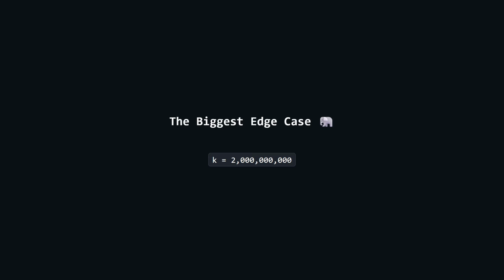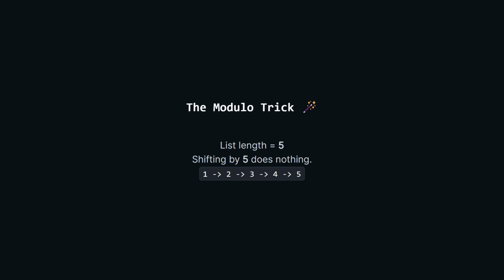The biggest issue, though, is right in the problem constraints. Our target shift number, k, can be up to 2 billion. Think about it. If our list has 5 items, shifting it exactly 5 times brings it right back to where it started. This means we never actually need to shift 1 billion times. We just divide k by the length of the list, and the remainder tells us our actual, effective shifts.